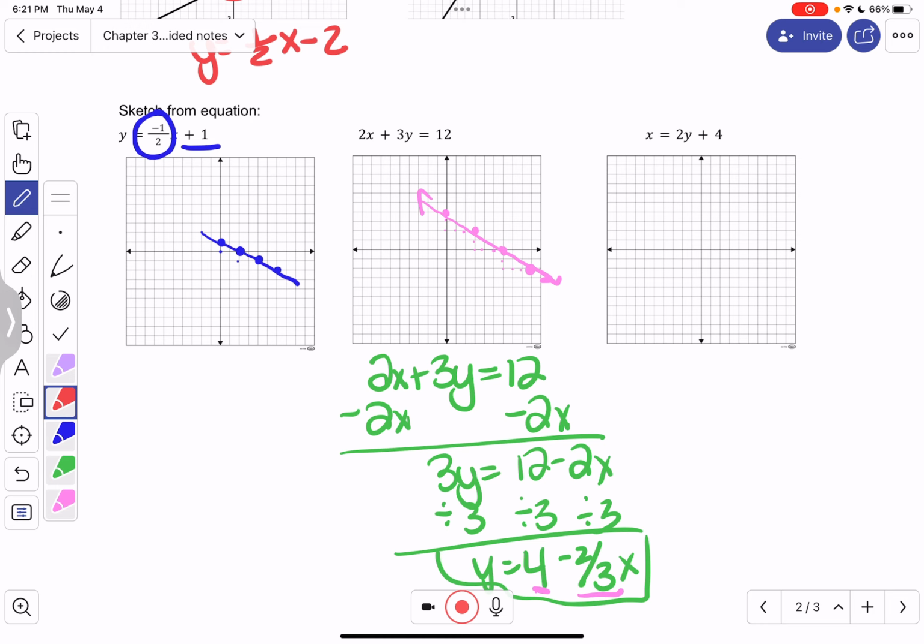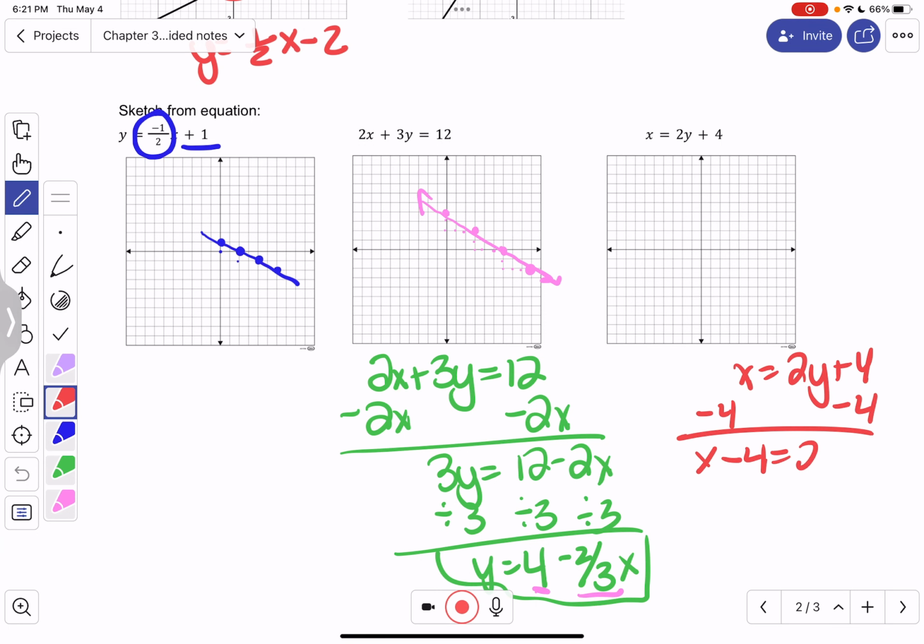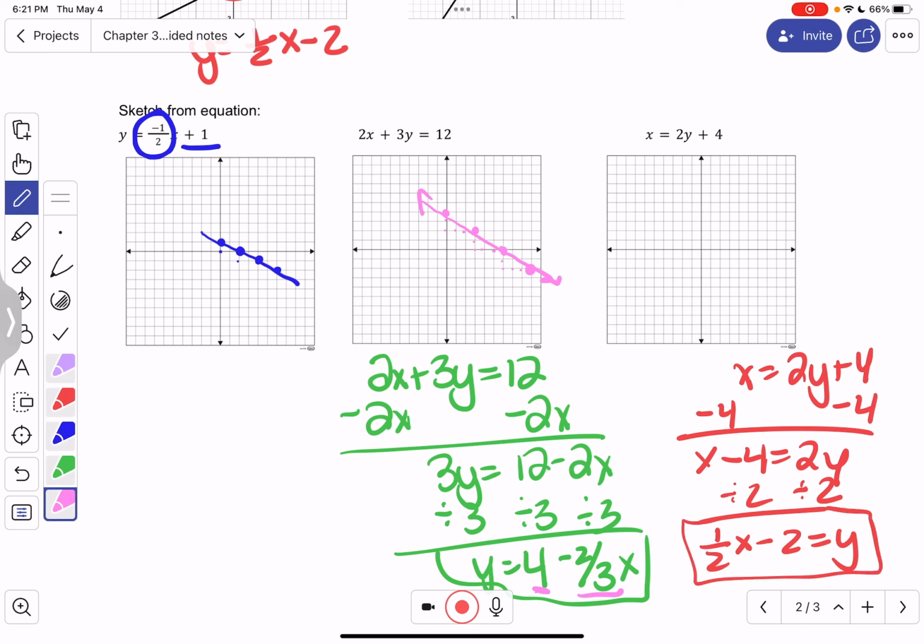Last one, we're going to do the same thing. First, we need to make it say y equals. So I'm going to subtract 4 from both sides. So x minus 4 equals 2y. Divide everything by 2. We get 1/2 x minus 2 equals y. Doesn't matter if the y is on the right or the left. Same process. Our y-intercept is negative 2. Our slope is 1/2. So we go up 1 over 2, up 1 over 2, and there's our line.